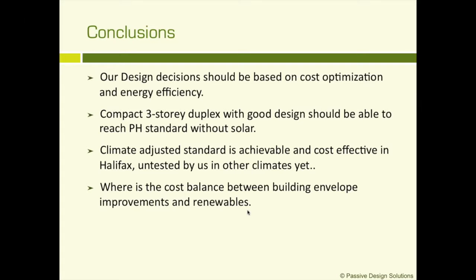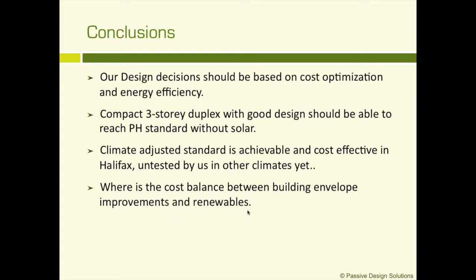So our conclusions were that the design should be based on a cost-effective optimization and energy modeling, and that this compact 3-story duplex with a good design should be able to reach the passive house standard without having very good solar access. We've been able to show that it's very achievable and cost effective in Halifax.